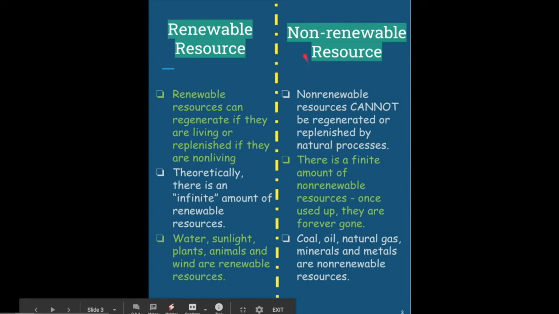Now there are also non-renewable resources. Non-renewable resources cannot be regenerated or replenished by a natural process. There is an amount of non-renewable resources, and once those non-renewable resources are used up, they are gone forever. Examples of non-renewable resources include coal, oil, natural gas, minerals, and metals. These are examples of non-renewable resources.